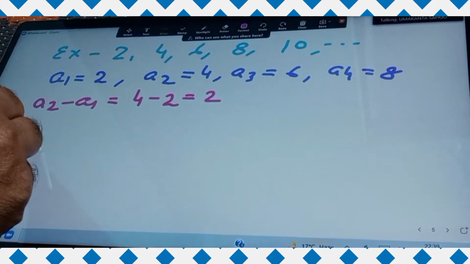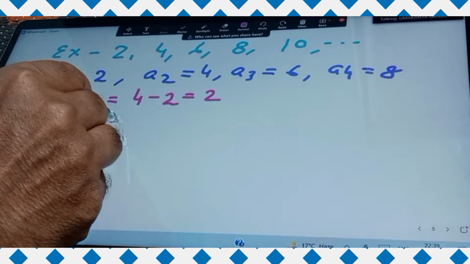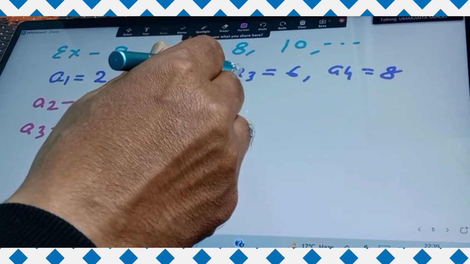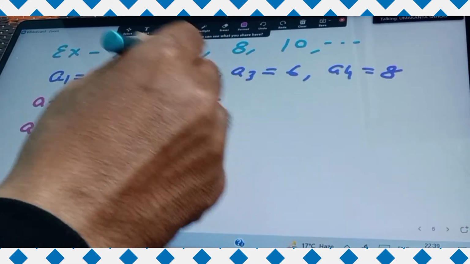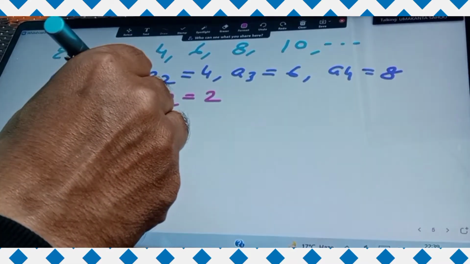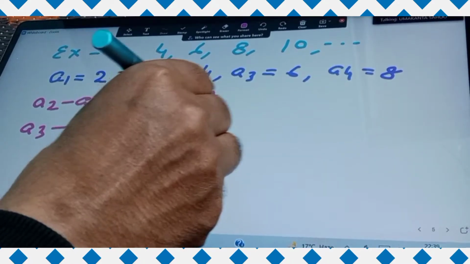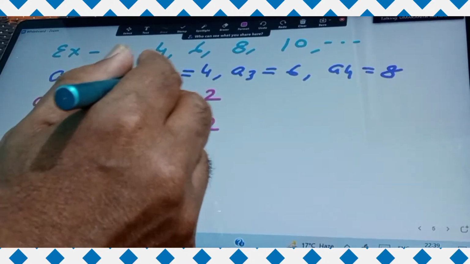Yes, and A3 minus A2. You're finding the difference of every term to its preceding term. The preceding term of A3 is A2. A3 minus A2 is equal to 6 minus 4, which is also 2. So here you see the difference between the two consecutive terms. What is the difference between the two consecutive terms?